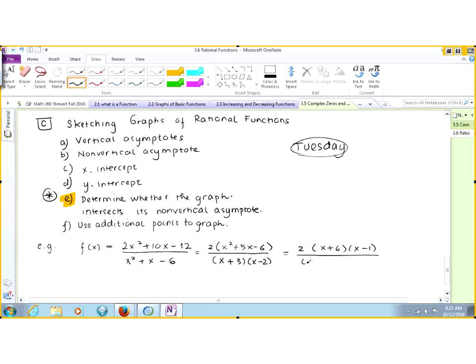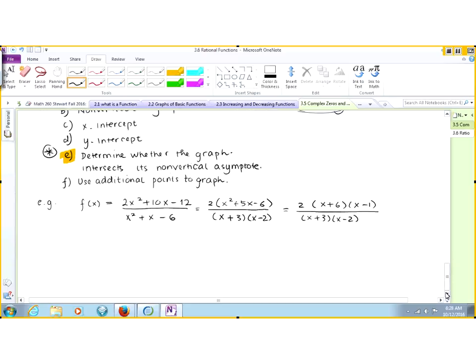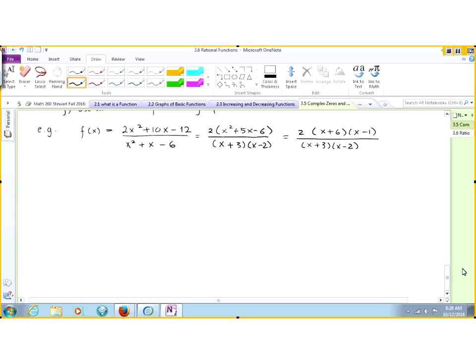All right. X plus 3 times x minus 2. Good. All right. Now, A. What are the vertical asymptotes? So I'm just going to put VA, that's vertical asymptote. X equals -3 or x equals 2. So we will box this. We will graph this.